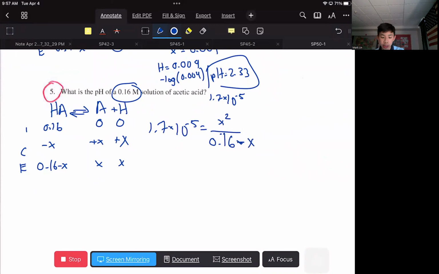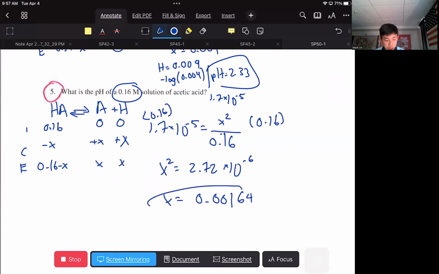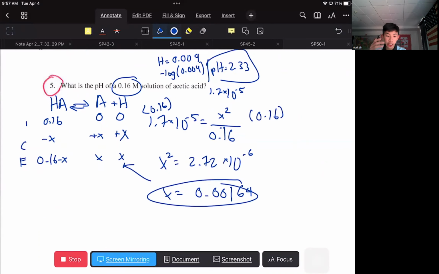Since Gracie did that thing again, you can just erase this minus x because it's going to be so marginally small. Multiply both sides by 0.16: 1.7 times 10 to the minus 5 times 0.16. X squared is going to be equal to 2.72 times 10 to the minus 6. Square root both sides, so x equals 0.00164.